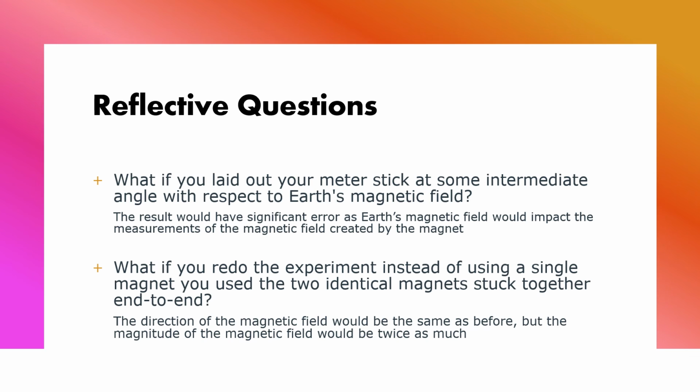The second question is, what if you redo the experiment, instead of using a single magnet, you use 2 identical magnets stuck together end to end? So the answer is that the direction of the magnetic field would be the same as before, but the magnitude of the magnetic field would be twice as much.